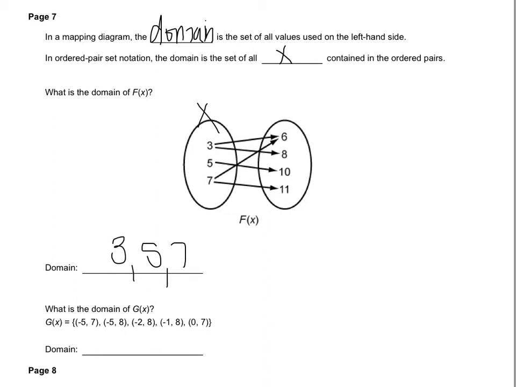Now, this set of data, we have to decide if it's continuous or if it's discrete. So the question is, does it just include 3, 5, and 7, or does it include everything in between? Well, the only numbers listed are 3, 5, and 7, so it's just those. That makes it discrete. So it's going to have the fancy brackets.